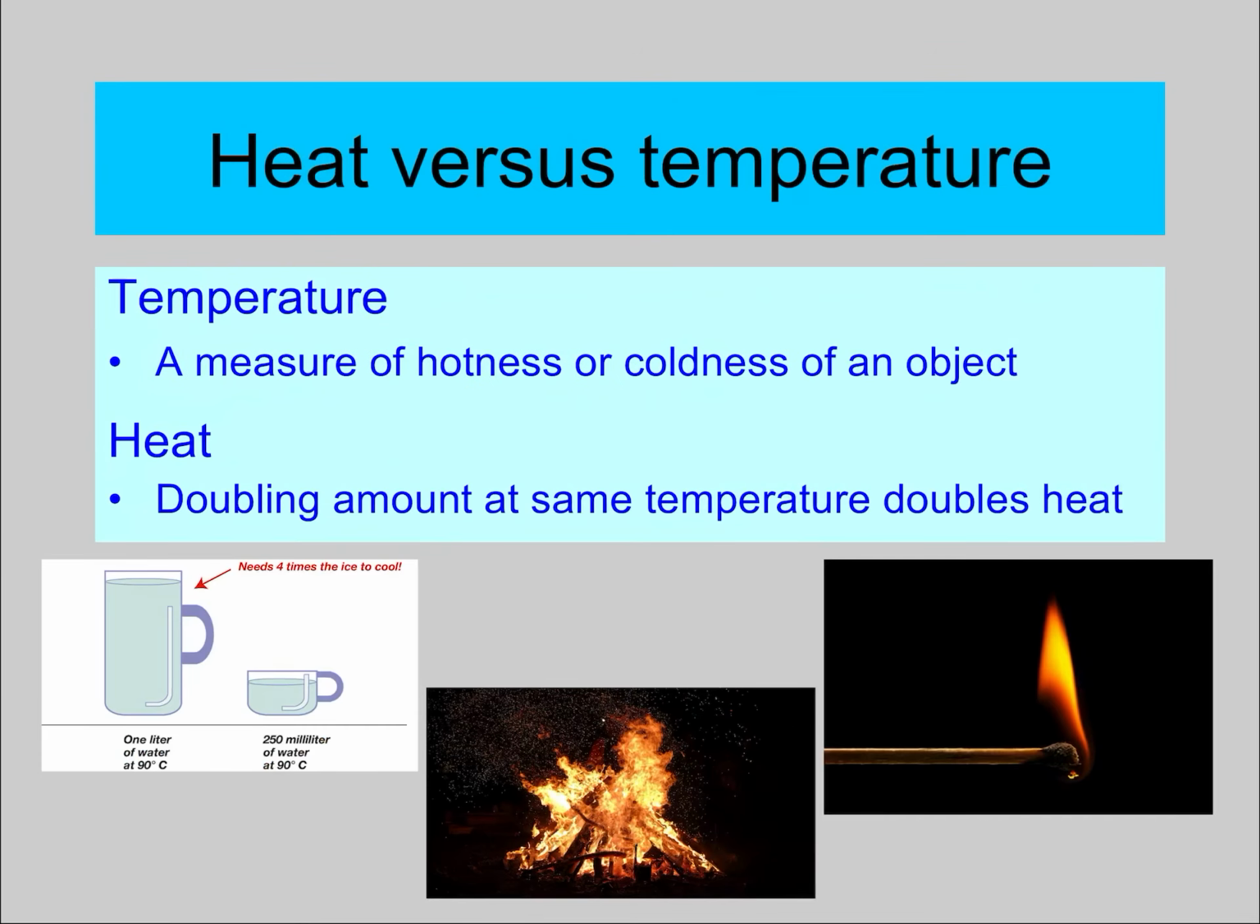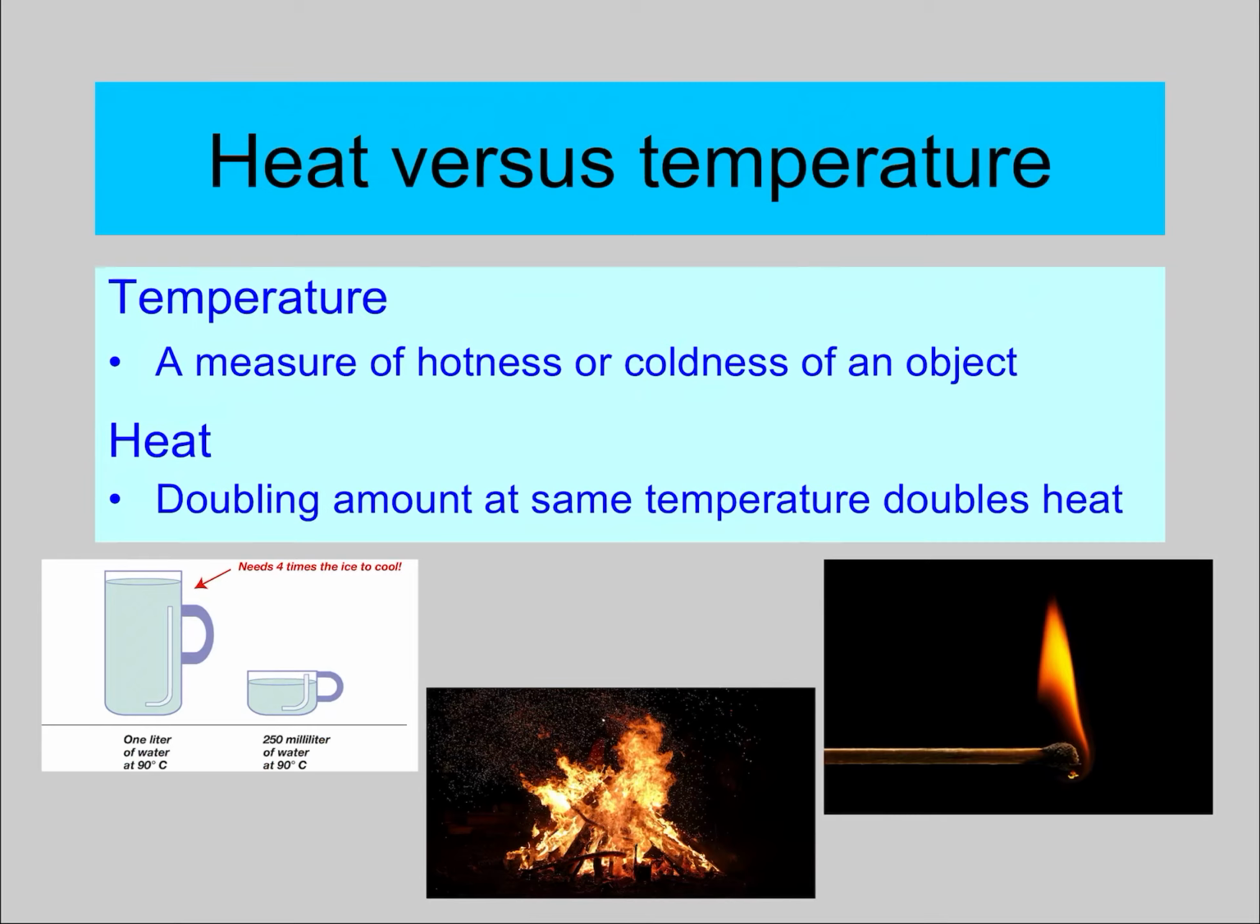So how can we think about heat versus temperature? If temperature is a measure of hotness or coldness, we measure that with a thermometer. We use a number and a unit to express it, 25 degrees Celsius versus 100 degrees Celsius. While heat is going to be a measure of the amount of heat produced. Warmth or coldness. So doubling the amount of something at the same temperature will double the heat.